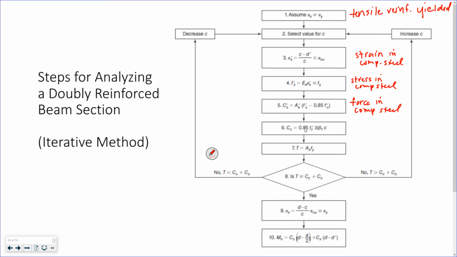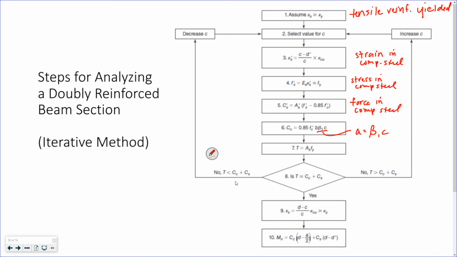Calculate concrete force associated with that c that you just did, right? Now we're using beta 1 times c instead of a. All right, this is just a equals beta 1 c. This never changes. Then I say, are the two compression forces, C sub C and C sub S, if I add them together, equal to T? If yes, congratulations, you're a really good guesser and everything's right.